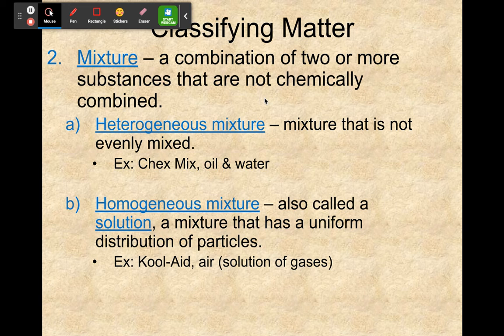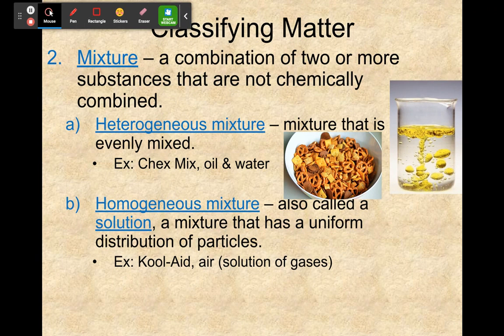Then we also have mixtures. Mixtures are a combination of 2 or more substances that are not chemically combined. A heterogeneous mixture is a mixture that is not evenly mixed. For instance, Chex Mix, oil and water. A homogeneous mixture, also called a solution, is a mixture that has a uniform distribution of particles, like Kool-Aid, air, which is a solution of gases.